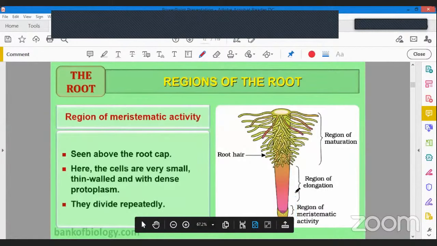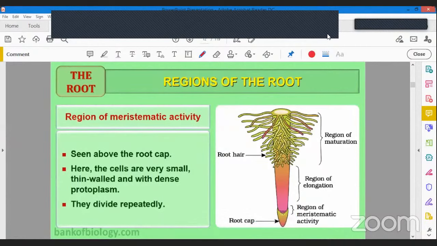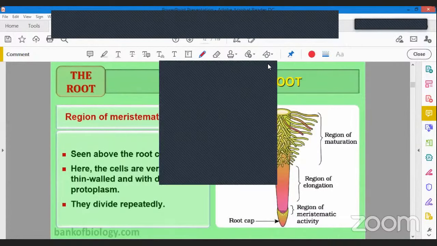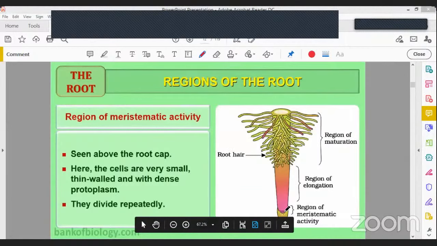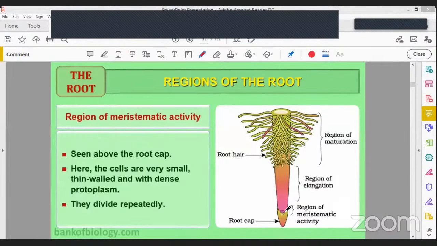Then we have the region of meristematic activity. Tender means soft. This will be the soft part. If this touches the soil directly, the cells will rupture and die. So that should not happen, so there is a root cap. So just above the root cap is the region of meristematic activity.